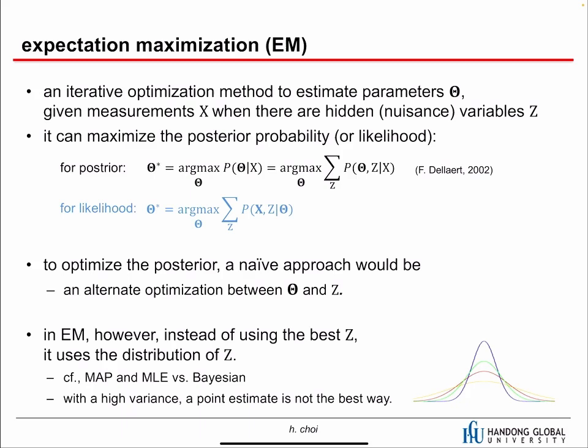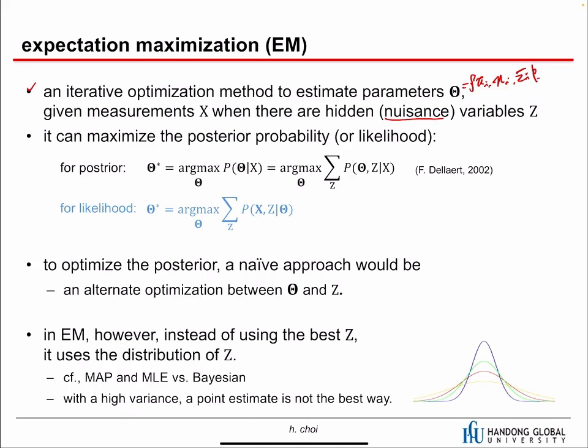And as I said, it is an iterative optimization method to estimate parameters. Parameters include pi i, mu i, and sigma i, given measurements x and data samples, when there are hidden variables z. Hidden or nuisance variables z. Okay, because z is a troublemaker. And it can maximize the posterior probability. The EM algorithm can maximize the posterior probability or likelihood.